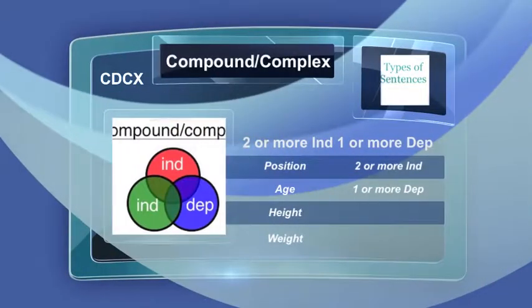The last sentence is a compound complex sentence. This has two or more independent clauses and one or more dependent clauses. It can have as many independent or dependent clauses in it. It just has to have at least two independent and one dependent to count.